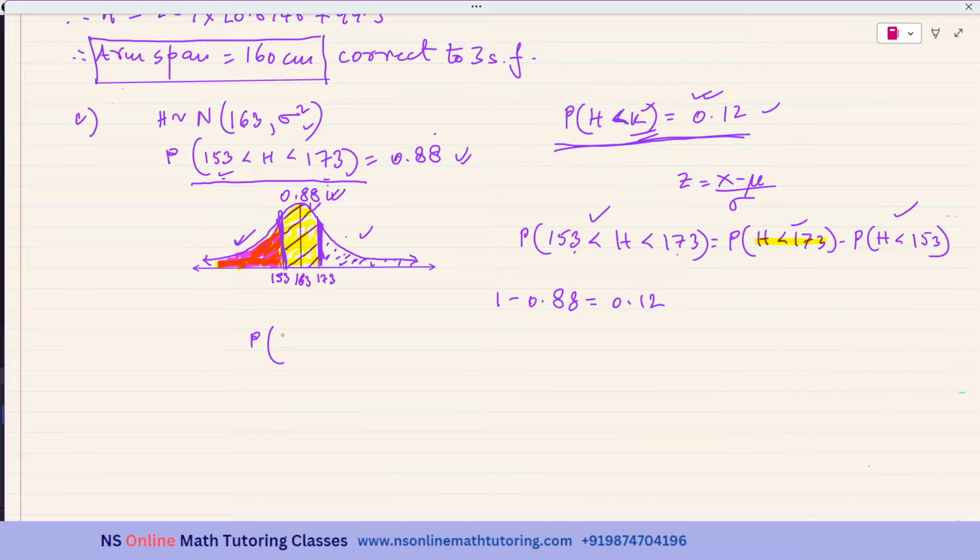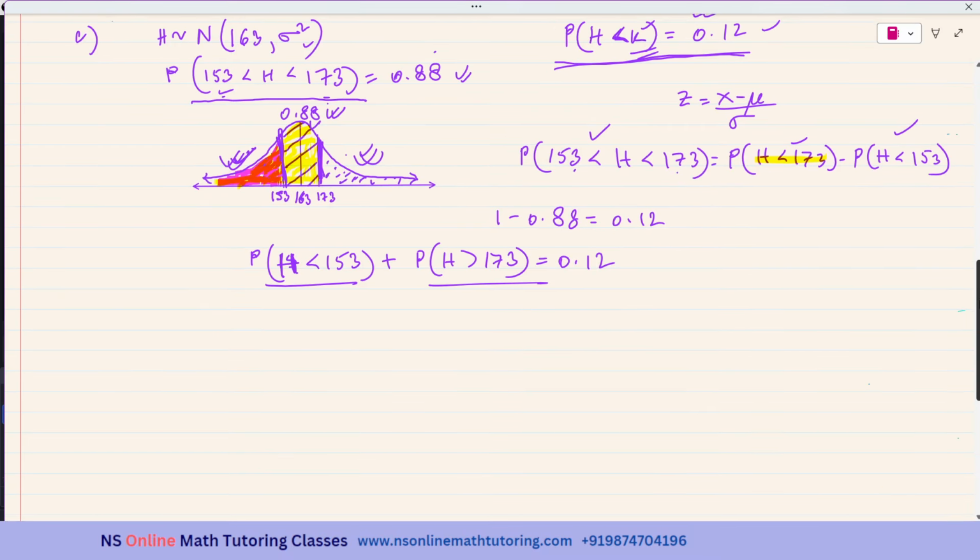Probability of H less than 153 plus probability of H greater than 173 is equal to 0.12. And because the normal distribution curve is totally symmetrical about the mean, this portion should be equal to this portion. The probability of H less than 153 should be equal to the probability of H greater than 173.